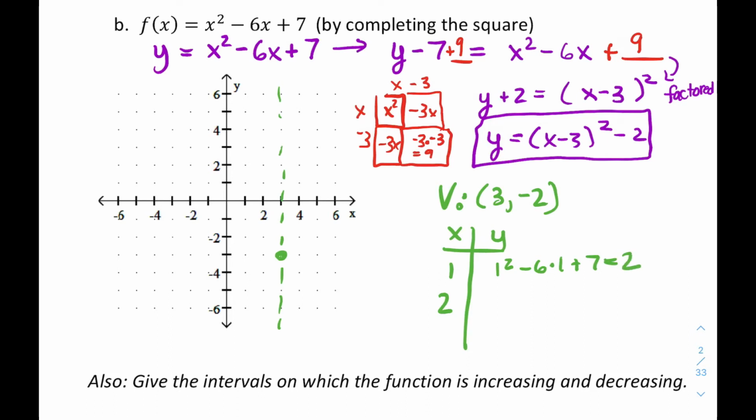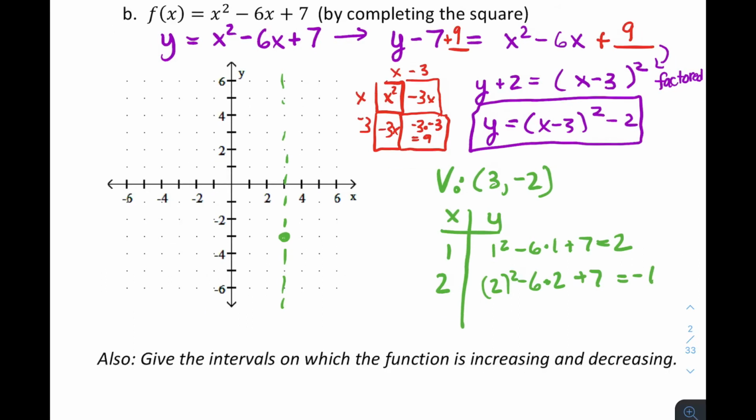We're going to end up with 2 when we plug in 1, and if I plug in 2, 2 squared is 4 minus 12 plus 7, you're going to end up with -1. As I go to plot those, I realize I put 3, -2 at the wrong spot, so let me fix that real quick, and then graph the rest of those points, reflect them over my axis of symmetry, and I've got my graph of my quadratic function.